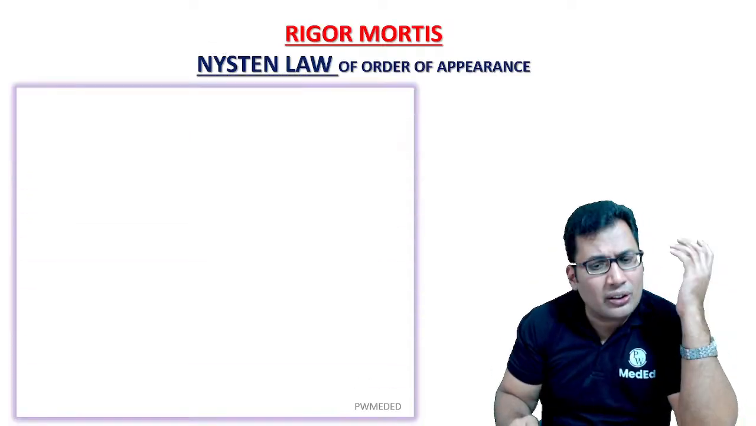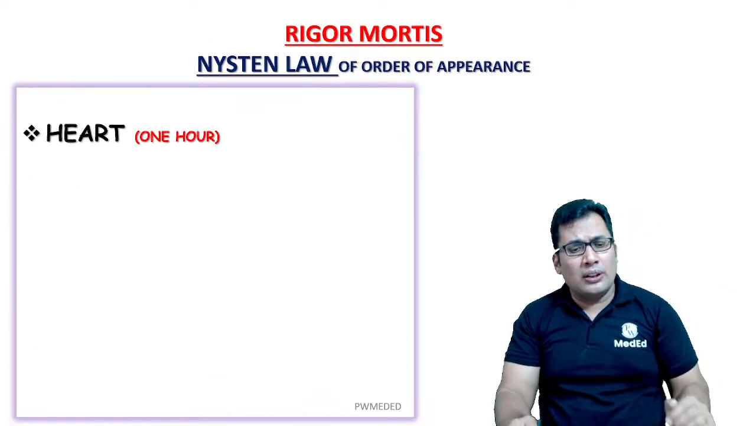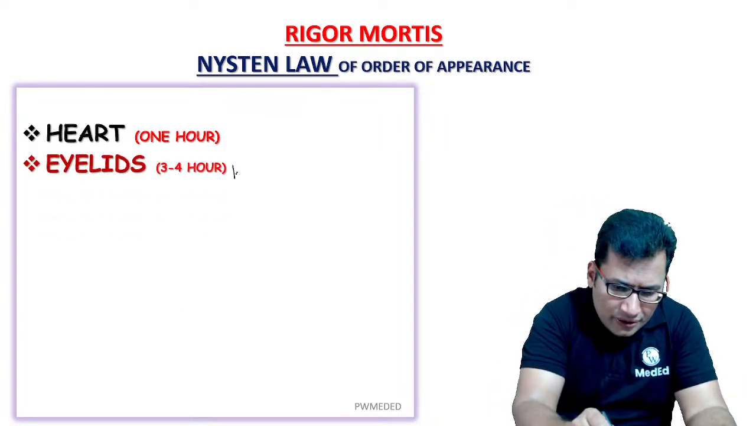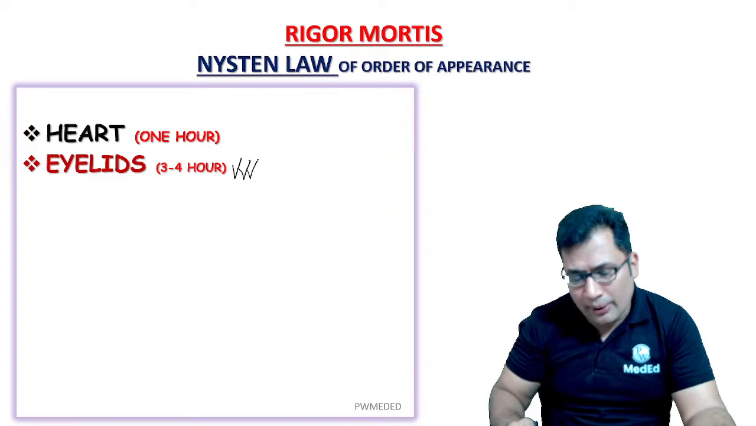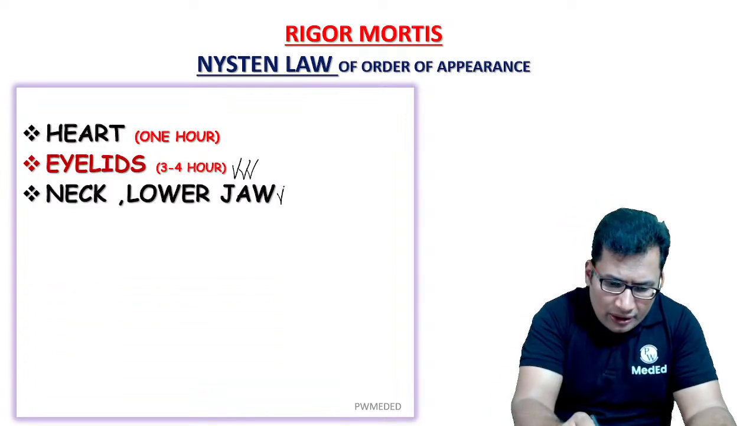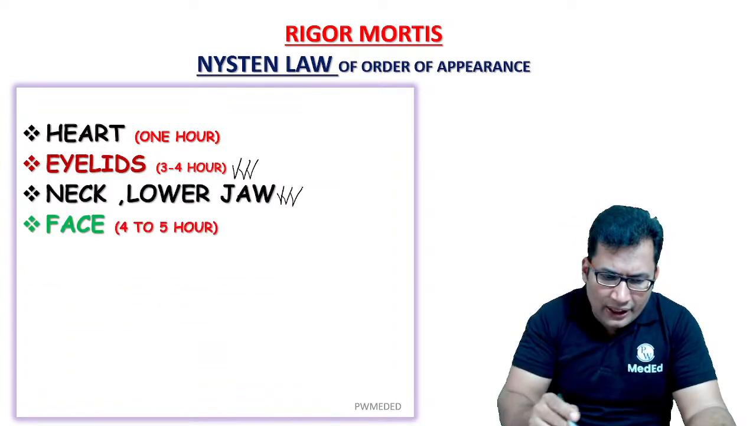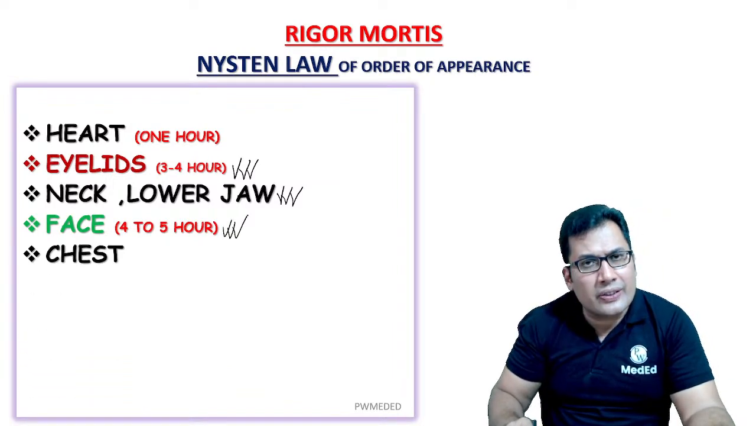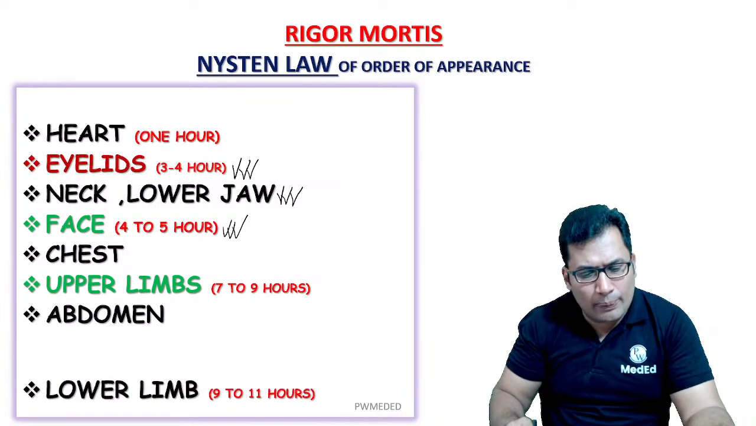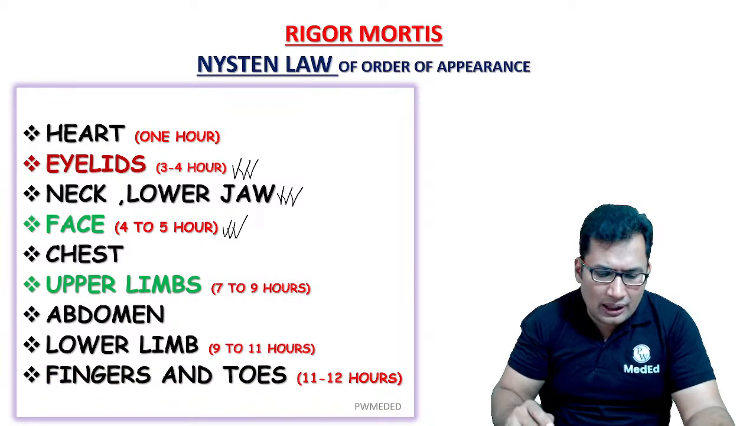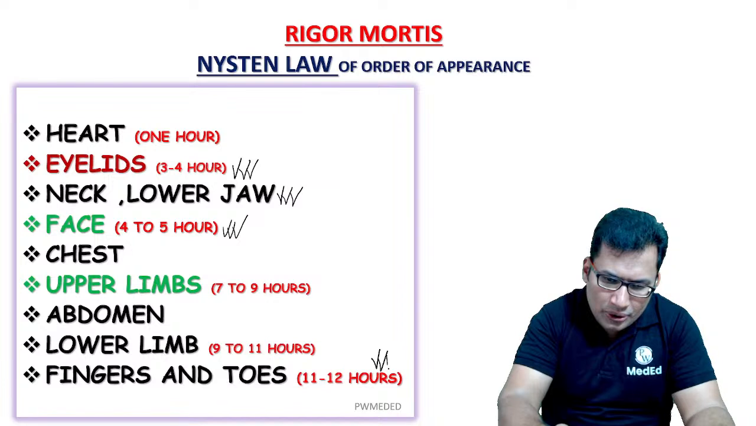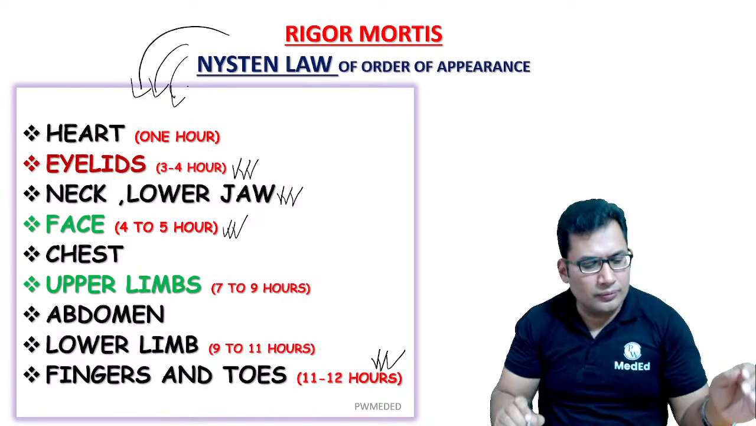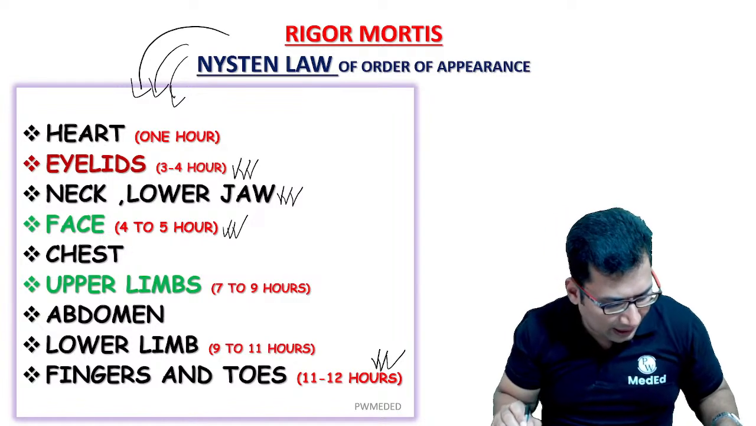So what you can see here, rigor mortis, Nysten's rule: heart in 1 hour, then eyelids around 3 to 4 hours. Just a summary, neck and lower jaw. Next is the face, around 4 to 5 hours. Chest, upper limbs, abdomen, lower limb, lastly fingers and toes. So this rule is known as Nysten's rule. Nysten's rule is the correct answer.